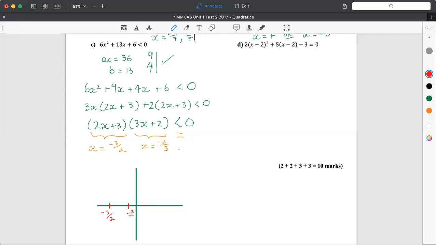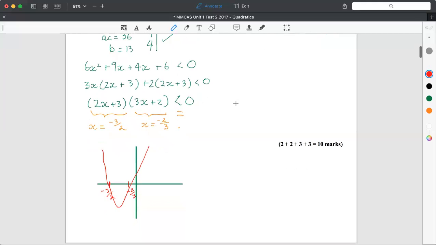So this would be negative 2/3, and this one further left is negative 3 over 2. If you put it as a decimal, negative 3 over 2 is something like negative 1.5, and negative 2 over 3 is something like negative 0.7. So you can always do it that way as well. Then you just do a rough sketch, doesn't have to be perfect. And we're interested, remember, in where this is negative. So it has to be less than 0.